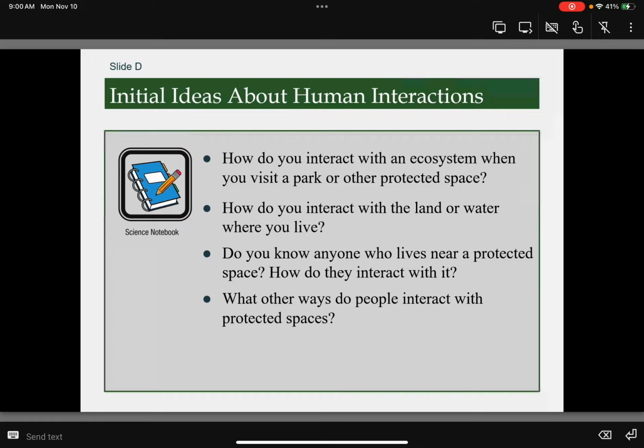And we all live near protected spaces, don't we? How do we interact with the ecosystem? Nebraska Game Park, South Dakota Game Fishing Park. They all have protected areas that we interact with. How do you interact with the water? Just farm. Yeah.